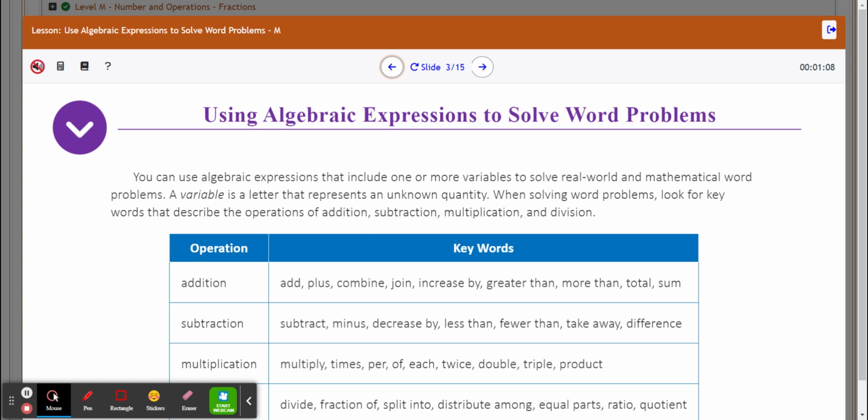So when you're looking at a word problem, one thing you want to do is look for keywords to tell you what kind of operation it is, because you might know what the variable is and the numbers, but if you don't know the operation, then how are you going to solve it?